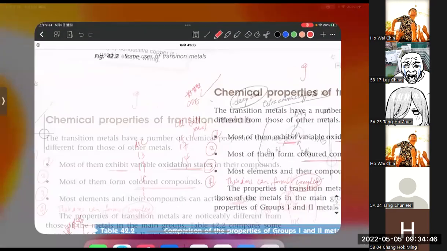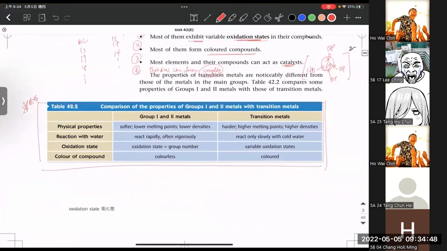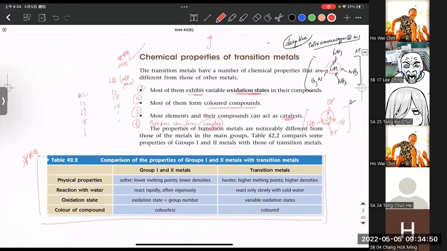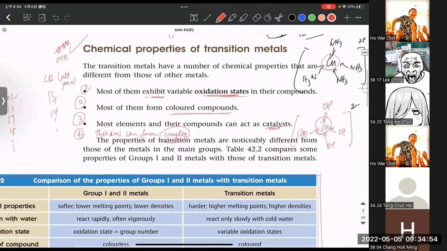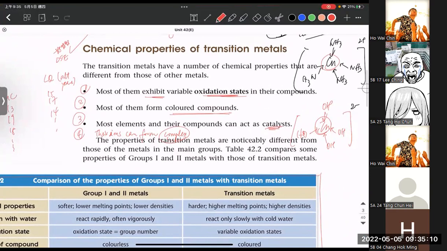So you may find the use of transition metals being useful. We have four important characteristics which make them different from the main groups. One, they can exhibit variable oxidation states in their compounds. You have to memorize that. Number two, most of them can form colored compounds. For these two items, I need you to give examples. Remember, it's not just a mere statement. You need to give examples.